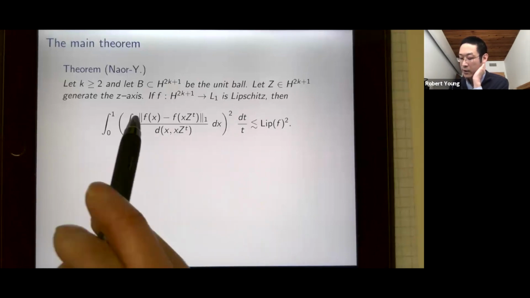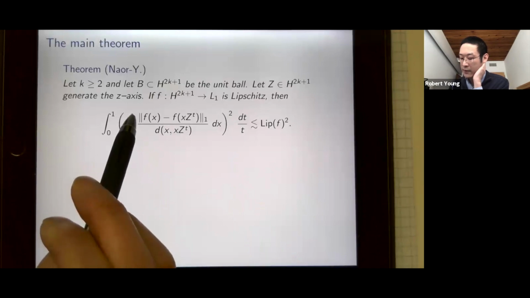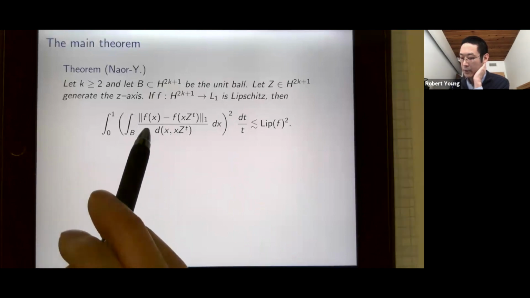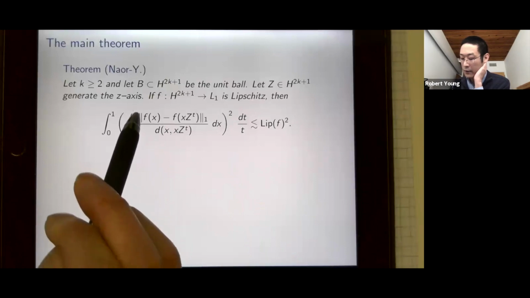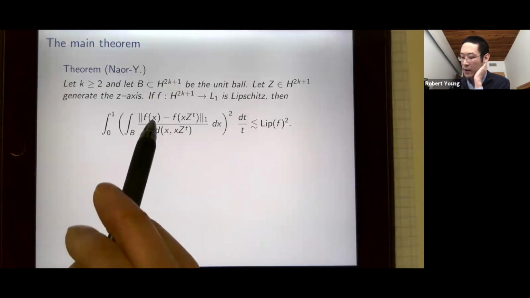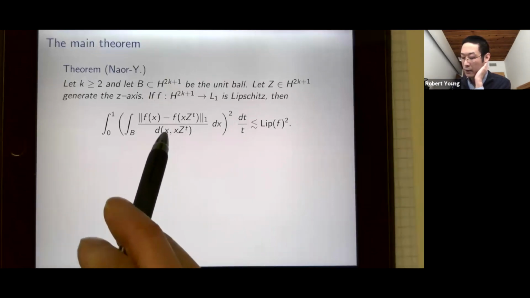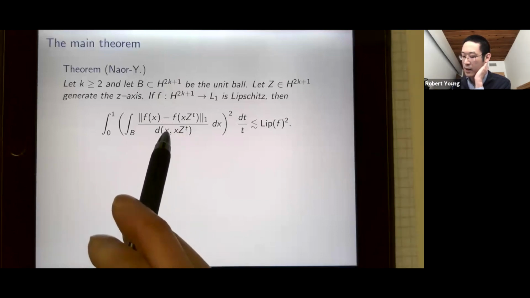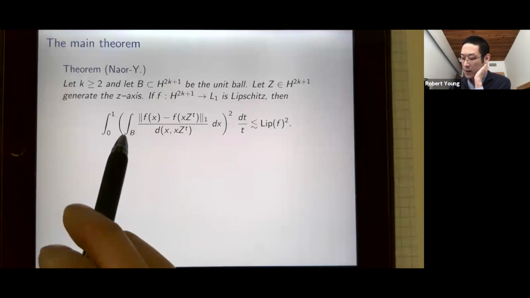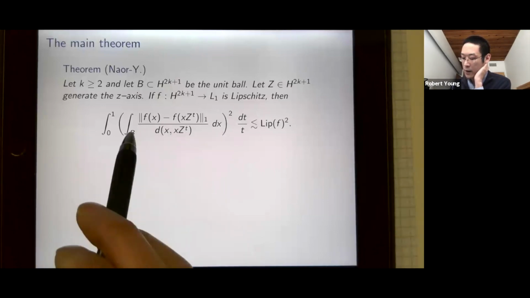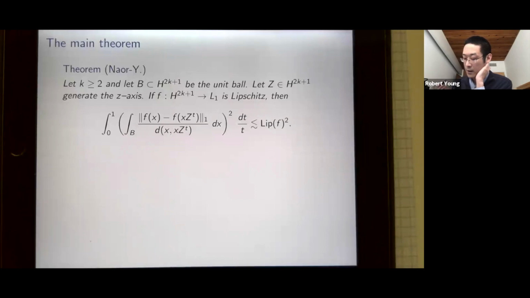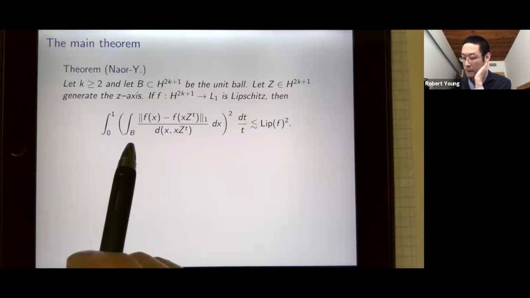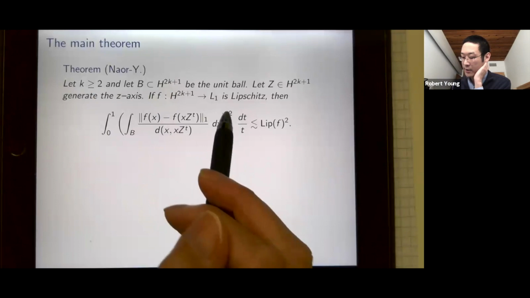This quotient here, the numerator is the distance between f of x and f of xz to the t. The denominator is the distance between x and xz to the t. So this is sort of how distorted a pair of vertically separated points is. It compares the distance between the image of x and xz to the t with the distance in the domain between x and xz to the t. Then we integrate that over x as x ranges through the ball. So this is the average distortion of a pair of points that are separated vertically by t inside the ball. And then we square that average.